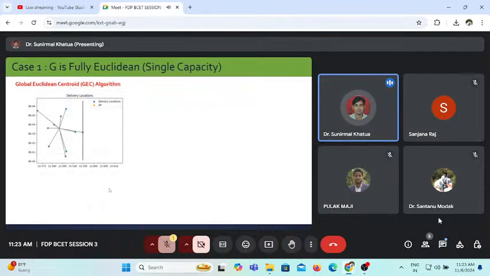So let me discuss the first one. In the first case, where G is fully Euclidean, we consider, for example, this location is our EM grid.